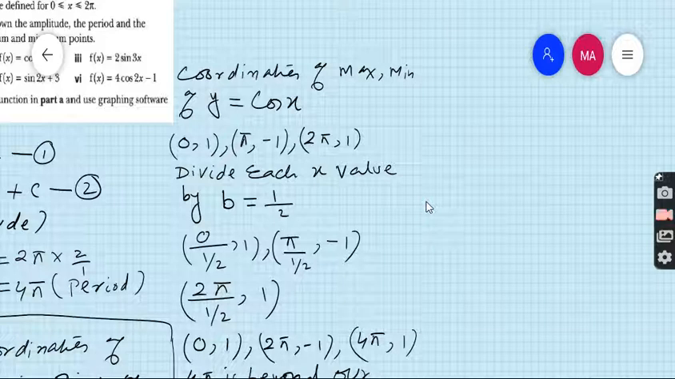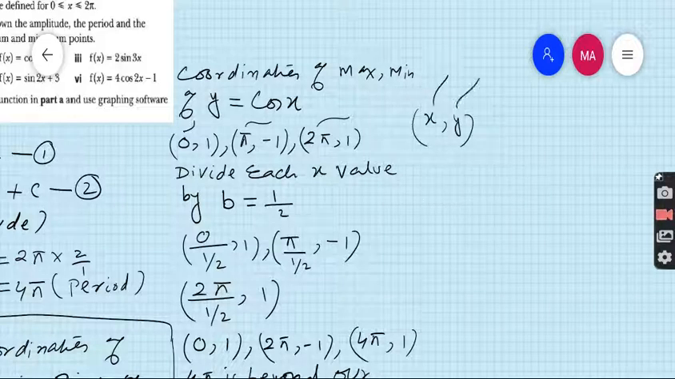Each value of x means this 0 is a value of x, this pi is a value of x, and this 2 pi. When we write something in an ordered pair, the first value represents the value of x and the second value represents the value of y. So first we have to divide each value of x by b, 1/2. So 0 upon 1/2, comma 1; pi upon 1/2, comma minus 1; 2 pi upon 1/2, comma 1. Now simplify it.